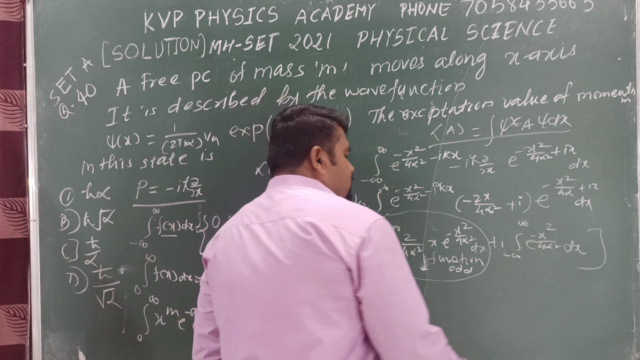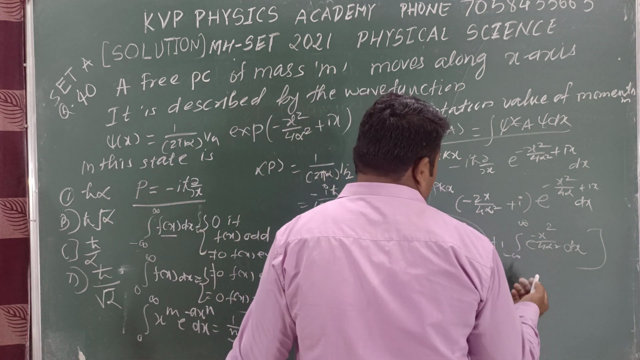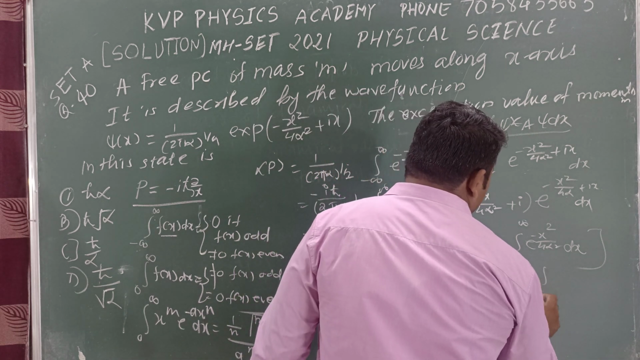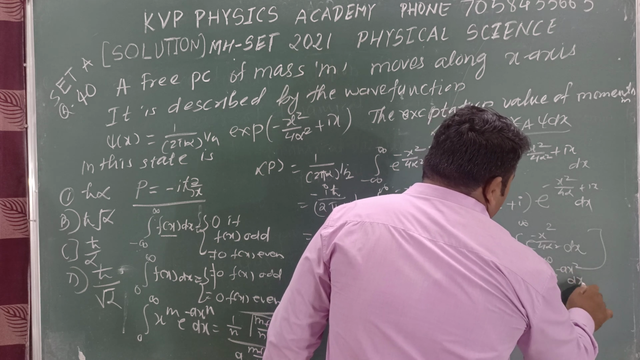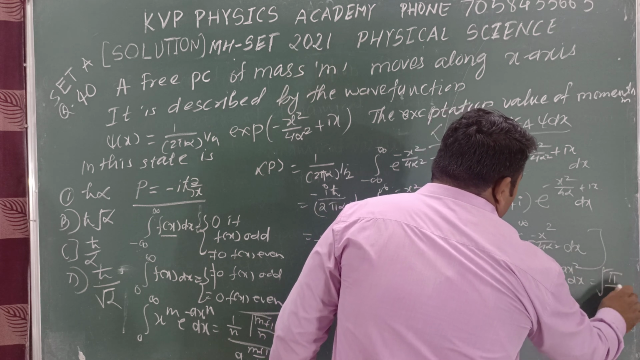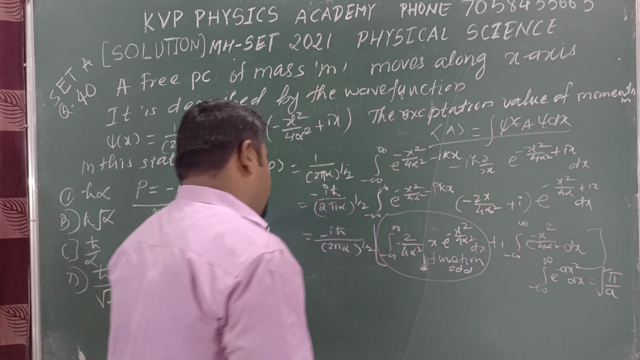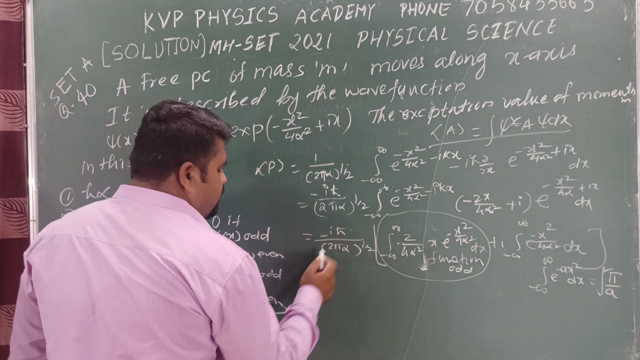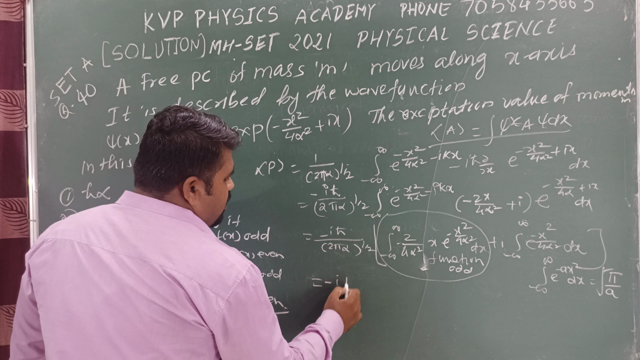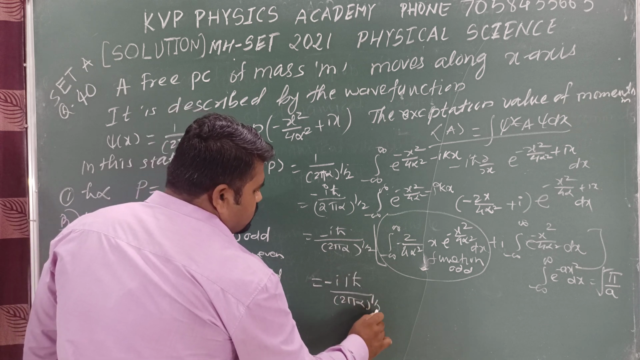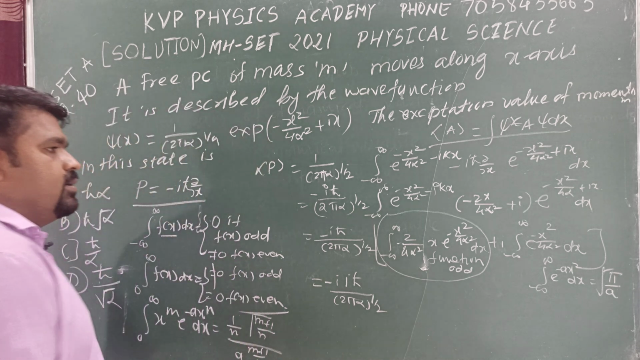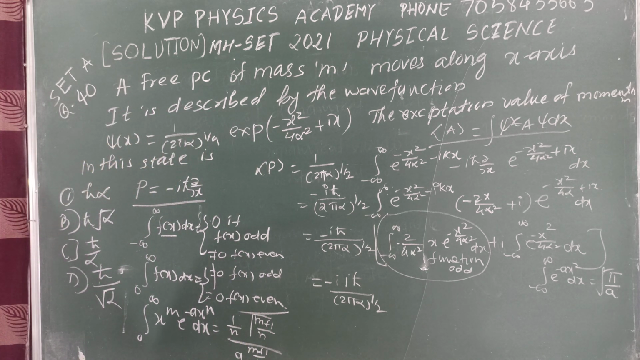Second one, minus infinity to plus infinity. Here we cannot use the gamma integral. Here we can use the minus infinity to plus infinity formula: e to the power minus a x square dx is equal to root pi by a. Here i into i, minus i h cross upon 2 pi alpha, bracket is to the power 1 by 2.